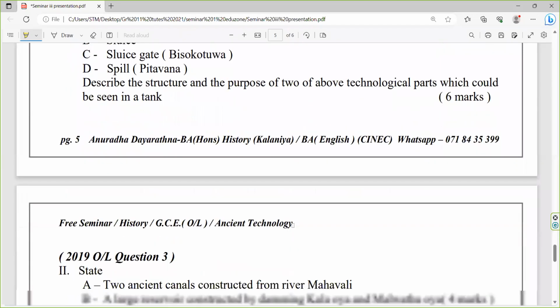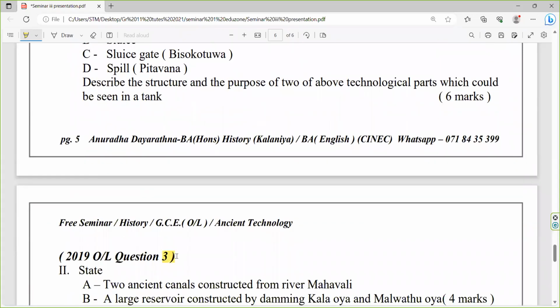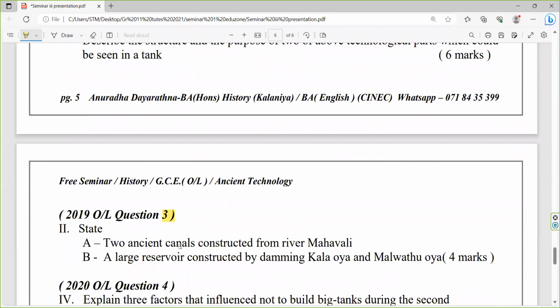And see 2019, question number 3 here once again. State 2 ancient canals constructed from the River Mahaweli. A large reservoir constructed by damming Kalaoya and Malwatu Oya. So only a small part had been given. In 2019, they have not paid that much attention to this section.